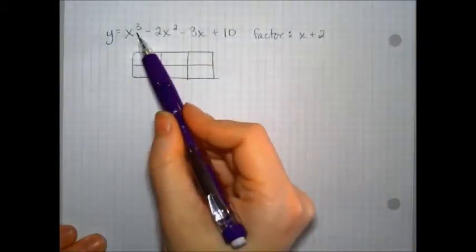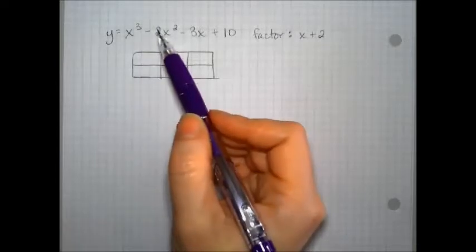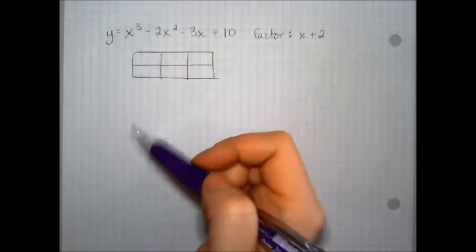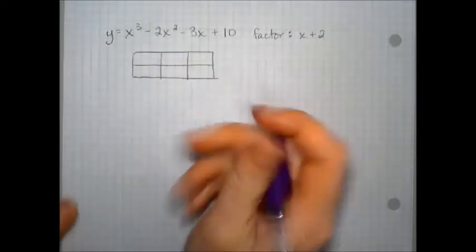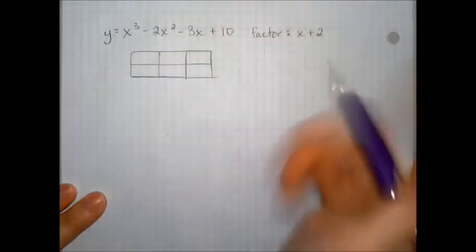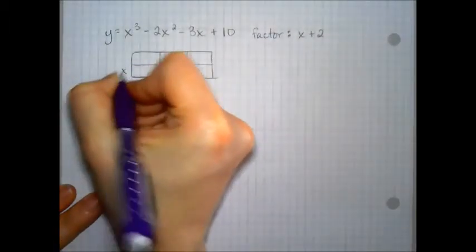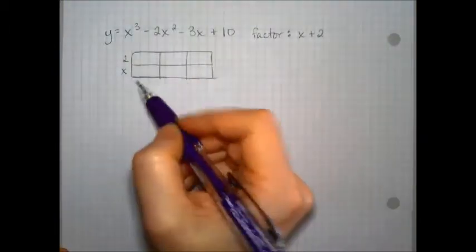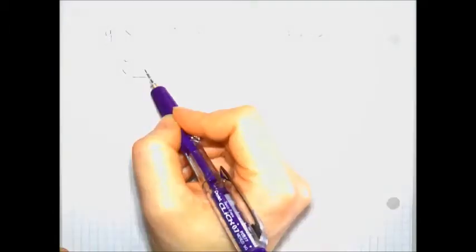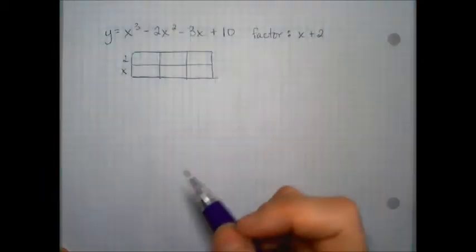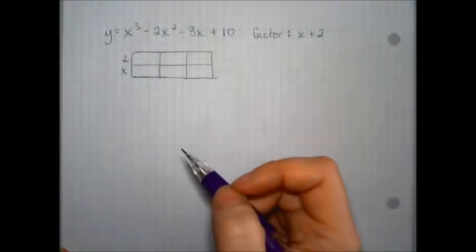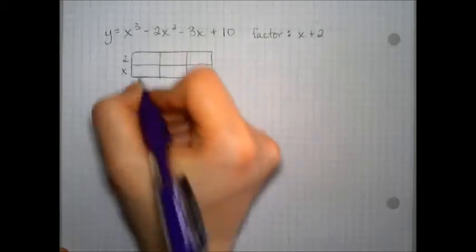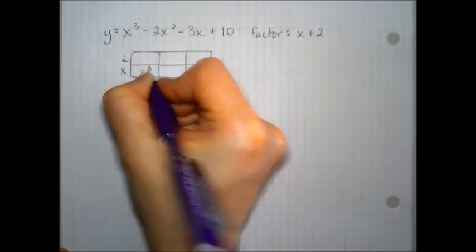So this is a third-degree polynomial. I'm going to factor this down to a binomial times a trinomial. That's why we have the 2 by 3 box. That first factor I'm going to put on this side, the x plus 2. Anybody remember what I put in that box? Whoa. Sorry, we had a weird lighting thing. X cubed goes in that first box.